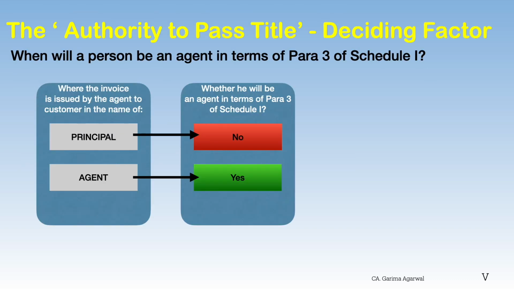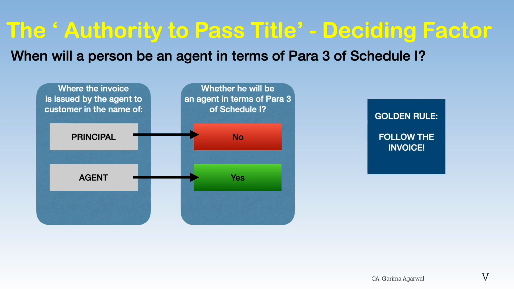Now let's dive deeper into when will a person be an agent in terms of Para 3 of Schedule 1. The deciding factor is basically the authority to pass the title of the goods. Does the agent have the authority to pass the title of the goods in his own name? If the agent issues the invoice for further supply in his own name, then the movement of goods from the principal to the agent will fall under Para 3 of Schedule 1.